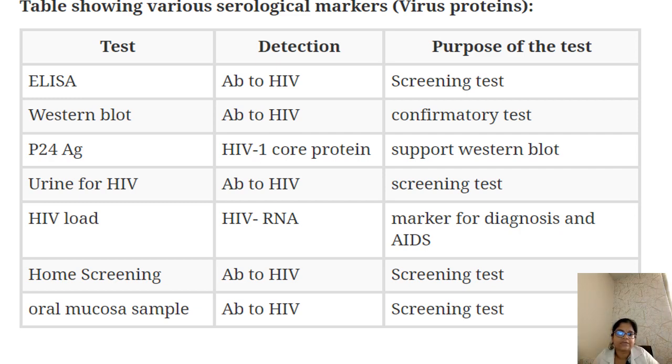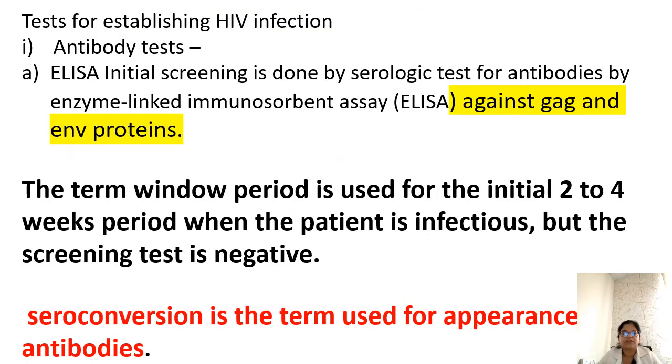So this is a table showing the various serological markers of the virus proteins through different tests: ELISA, Western blot, P24 antigen capture assay, urine for HIV, HIV load, home screening, and oral mucosal sample. ELISA is a screening test along with home screening and oral mucosal sample, whereas the confirmatory test will be by Western blot, which detects the antibody to HIV, and the P24 antigen assay also detects the HIV-1 core protein. So it supports Western blot as a confirmatory test. The marker for the diagnosis of AIDS will be detection of HIV RNA, which is by the HIV load test. Tests for establishing the HIV infection would be antibody test, and ELISA is the initial screening, against GAG and envelope proteins.